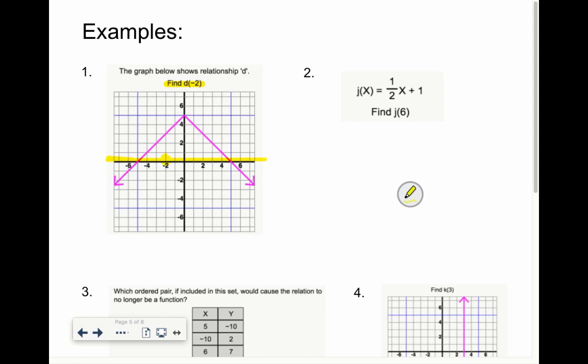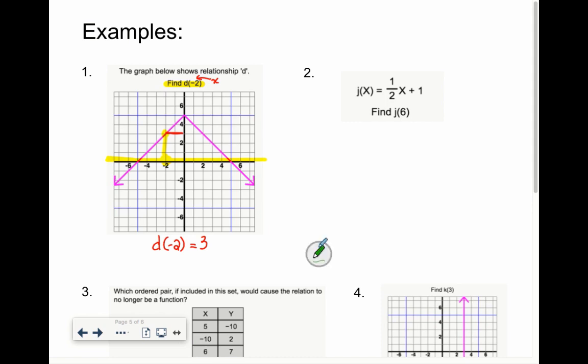And then what you have to do is go to the graph to find the y value. So if I come up, it hits right there. So that means that D of negative 2 is equal to whatever this value right here is, which in this case is 3. So that's how you find using function notation with a graph. The thing given to you is always the x. Find the x, go to the graph, find the y.